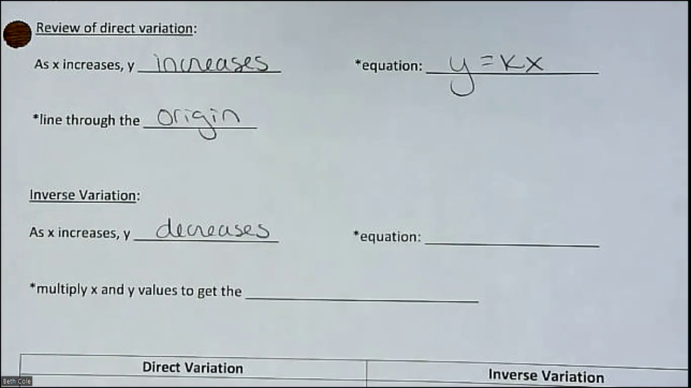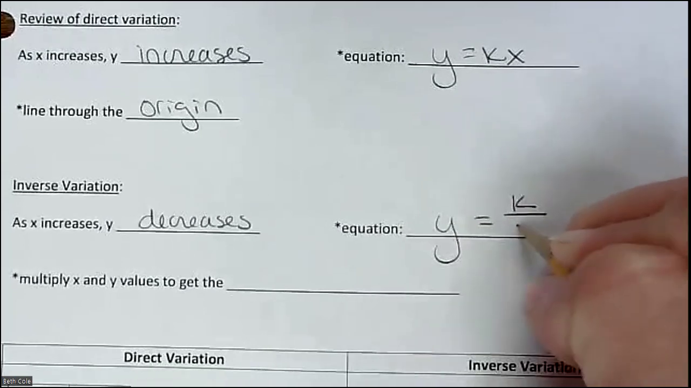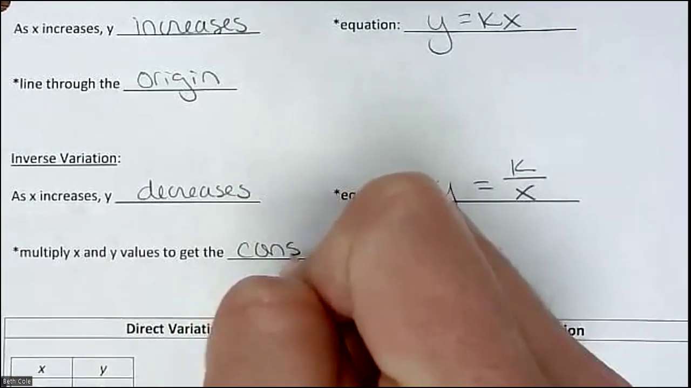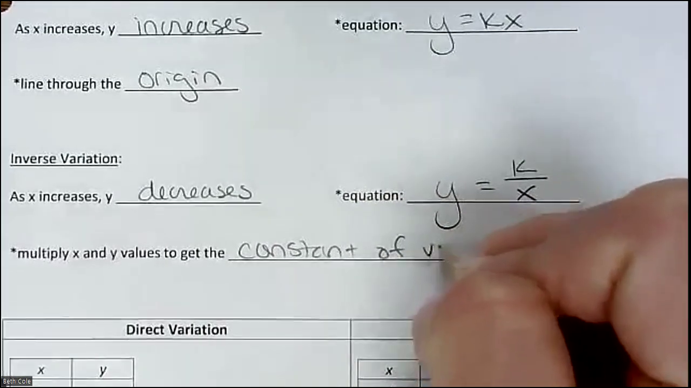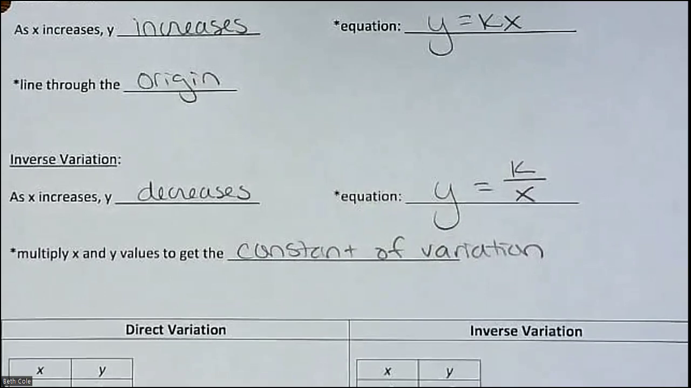You get there quicker. They're all just kind of staring at me, but do you understand what I'm saying? Yeah. So instead of Y equals K times X, it's Y equals K divided by X. So again, it's the exact opposite of what we just did. So you multiply the X and the Y values to get the constant of variation. So that K value is called your constant of variation.